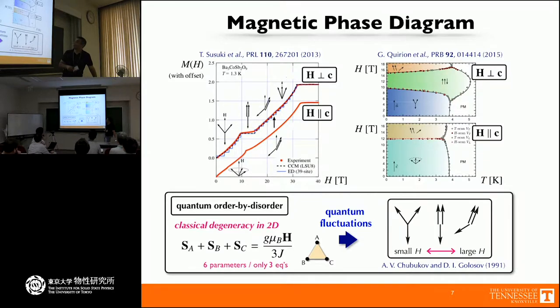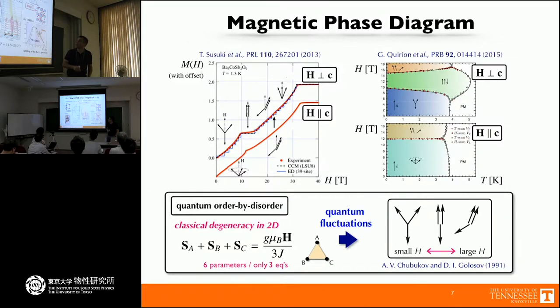So, this is the phase diagram. What I'm showing here is the phase diagram as a function of magnetic field and temperature, for the magnetic field perpendicular to the z-axis and parallel to the z-axis. I would say that with this kind of simple large S expansion, one can understand the main features of the quantum phase diagram. There are no surprises here. The material seems to follow what was expected already from 1991.